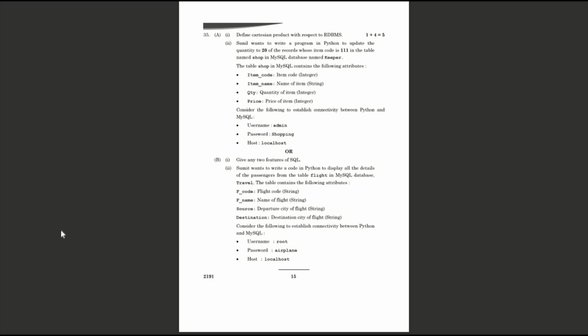The second part of question 35b says, Sumit wants to write a code in Python to display all details of the passengers from the table flight in MySQL database travel. The table contains the following attributes: flight code of string type, name of flight of string type, departure city of flight of string type, and destination city of flight of string type. Consider the following to establish connectivity between Python and MySQL. The user name will be root, password will be airplane, and host will be localhost.